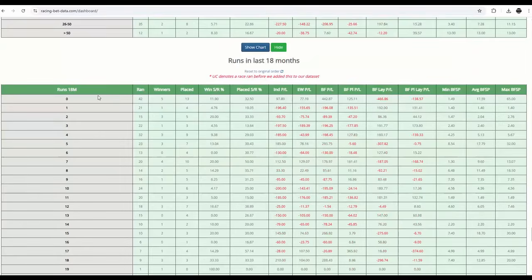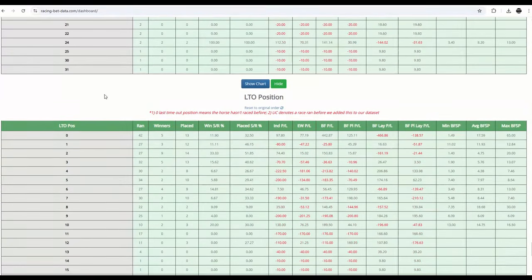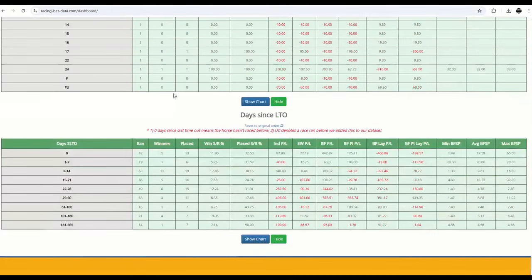Number of runs in the last 18 months. You can see here all the way through the number of runs. Last time out position, so where the horse placed in its previous race. Obviously, if it hasn't run before, it would be a 0. And we have days since last time out. And again, if it hasn't run before, it's going to show a 0. And then obviously you've got throughout the year, and then anything above a year, there aren't any yesterday. That will give you your outputs.